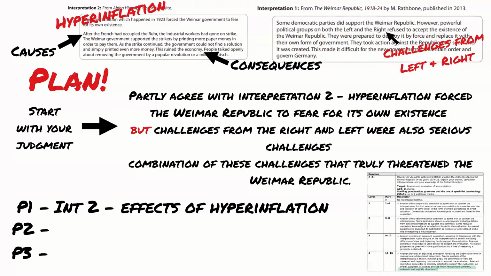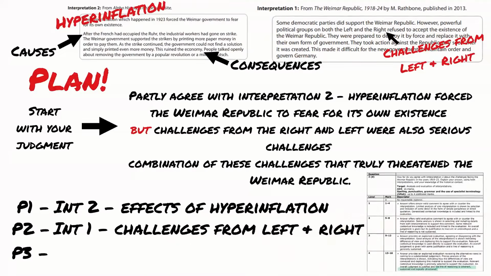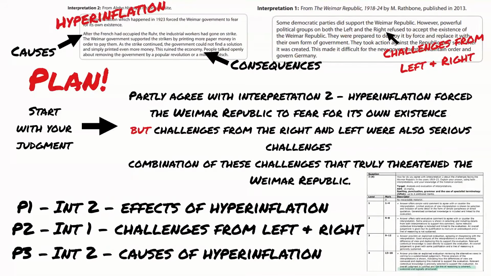For paragraph 2, I'm going to need to talk about the other interpretation, so in this case the challenges from the left and right. And finally, unlike in the other 16-mark questions, I don't need to add a paragraph of my own. I am going to return to interpretation 2 because that's the one that's asked about in the question. And this time I'm going to talk about the causes of hyperinflation. So now I've got my plan, I can start to write.